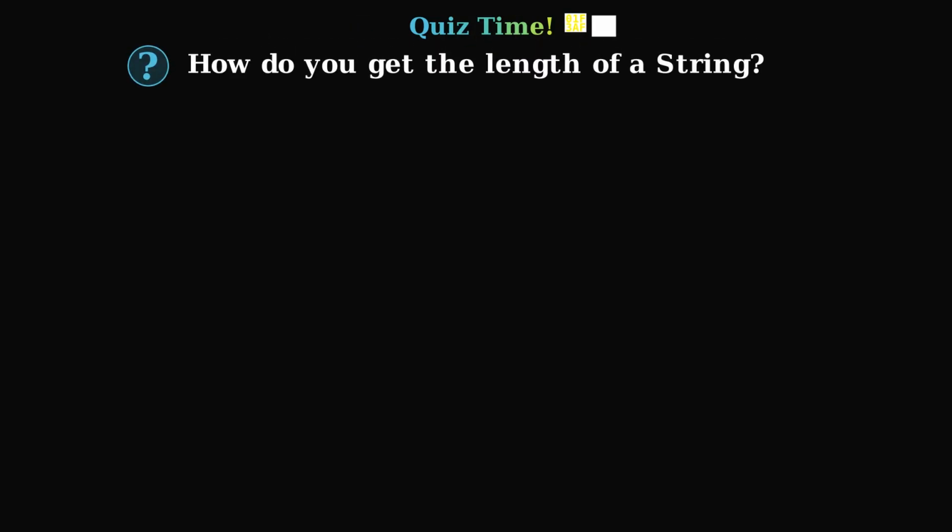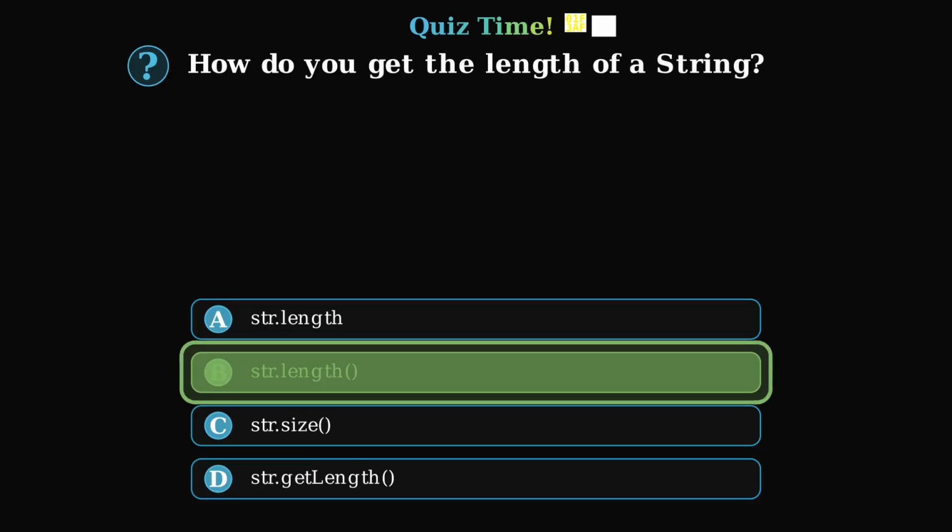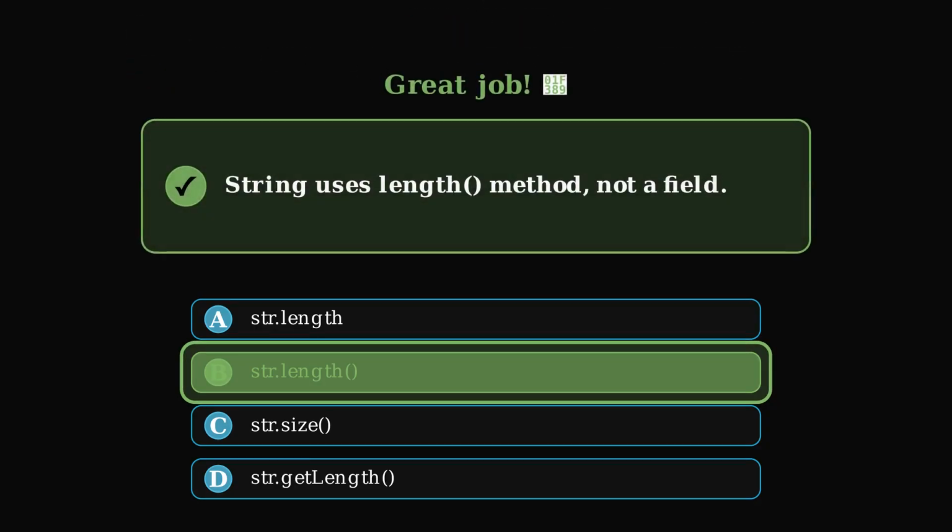Quiz time. Test your understanding. How do you get the length of a string? Which one is correct? The correct answer is: string uses length, a method, not a field.